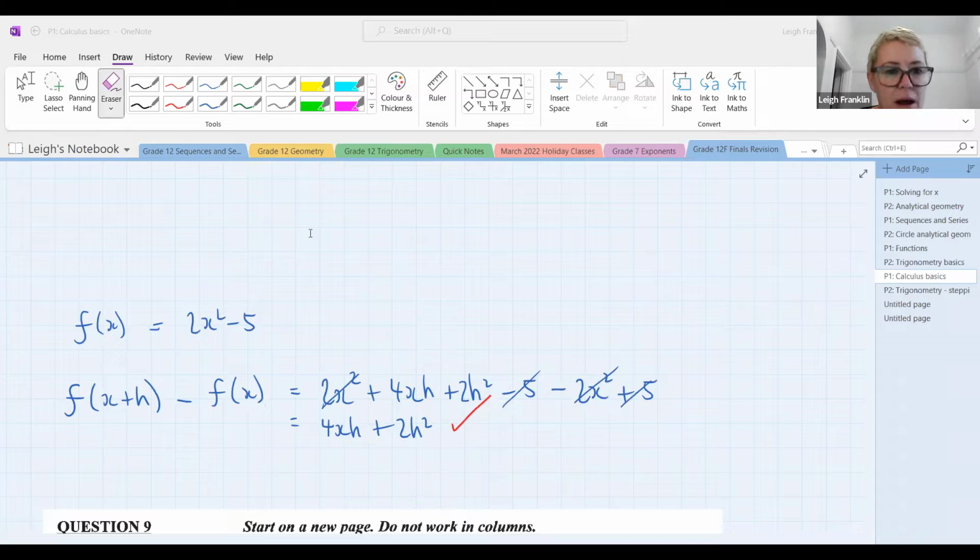Okay, so take the power, times it by the base, subtract 1 from the power.